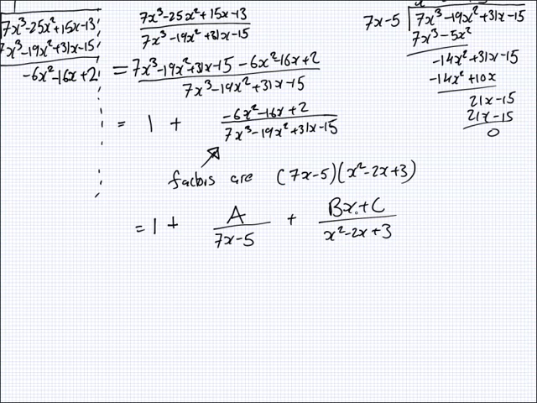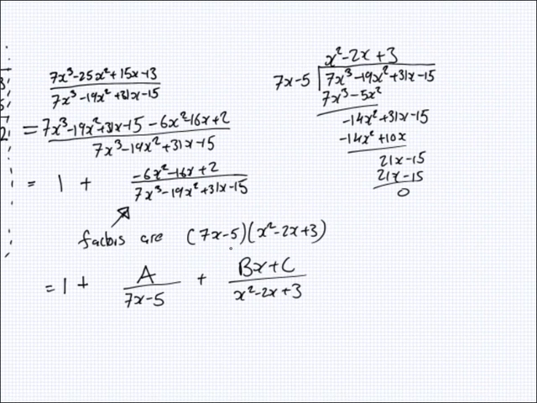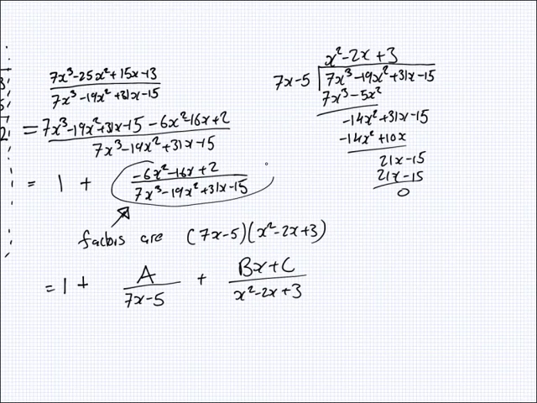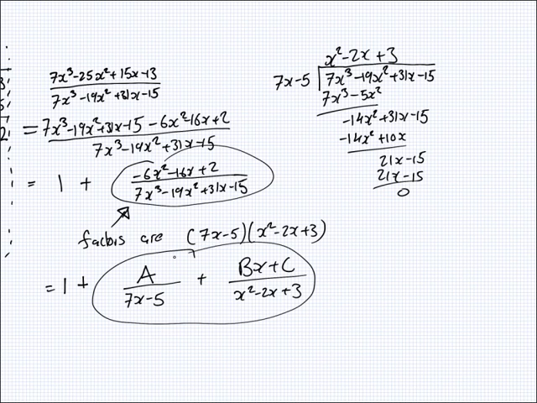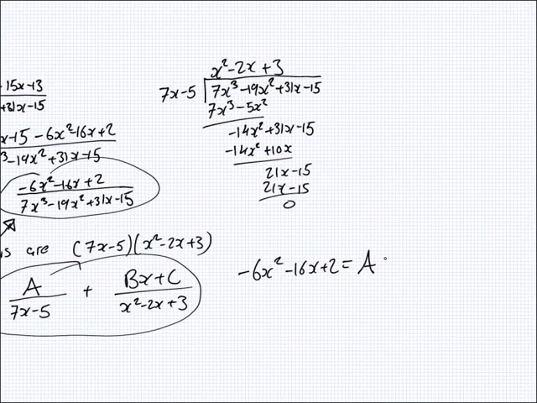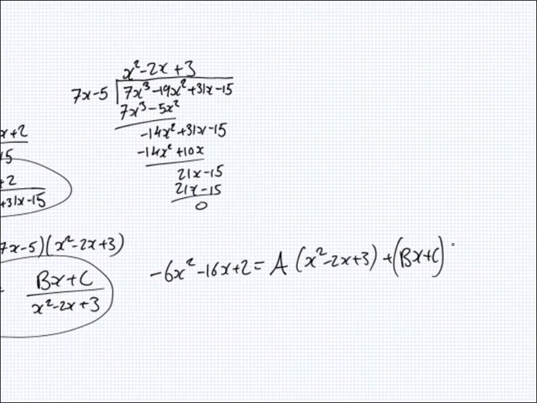So, this is another side problem. We want to split that guy up into these two. You know the process, we multiply by the denominator. So we end up getting minus 6x squared minus 16x plus 2 equals a times the quadratic, x squared minus 2x plus 3, plus bx plus c times 7x minus 5.